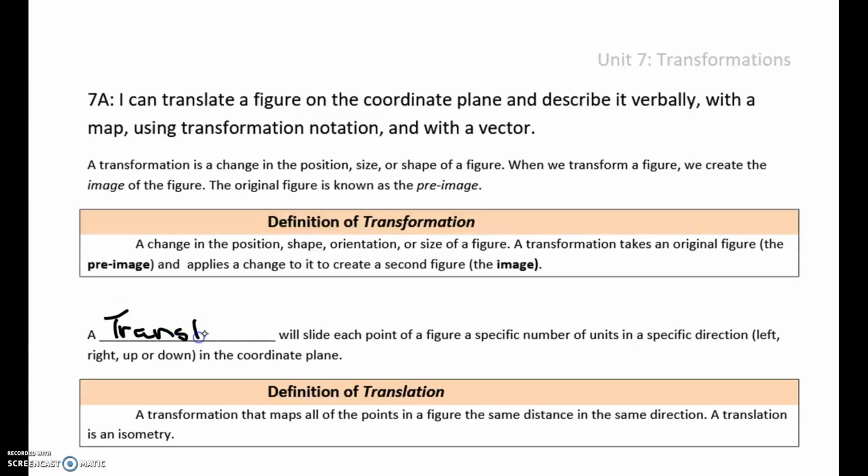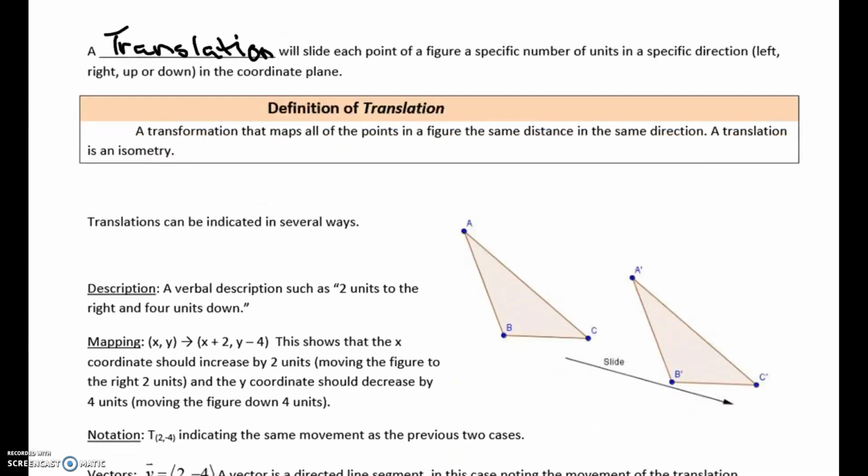And a translation is basically a slide. It will go a specific number of units in a specific direction, either left, right, up, or down in our coordinate plane. A translation maps all of the points in a figure the same distance in the same direction. For example, right here we have a transformation of our image ABC, and the whole image ABC underwent a slide where it shifted to the right and down the same distance for each point.